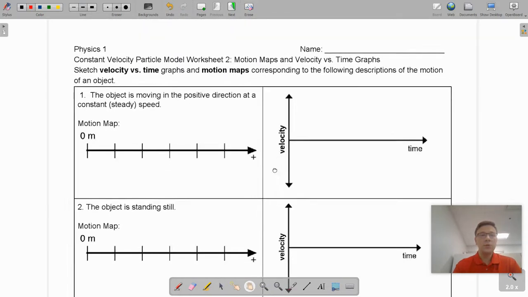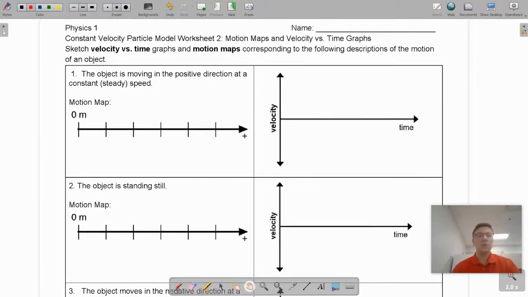So what we're going to do here is look at the prompt. For instance, in number 1, it says the object is moving in the positive direction at a constant, steady speed. So we are not only going to make a motion map for this, but then we will also put this on the velocity versus time graph so we can see both of them together. All this says is that it's moving in the positive direction at a constant speed. It does not specify where the object starts in terms of position, and it does not specify how fast it's moving. So we can be very generic about this.